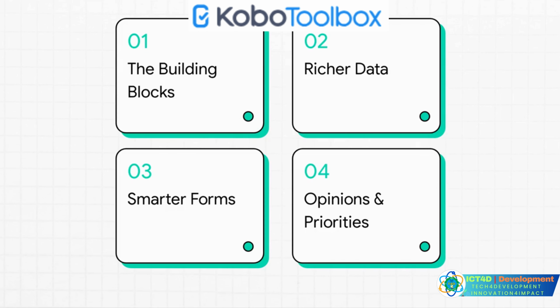So here's the plan. Think of this as our roadmap. We're going to start with the absolute essentials, then we'll move on to capturing richer, more dynamic information. After that, we'll get into the fun stuff, making our forms work smarter for us. And finally, we'll cover how to really measure what people think and what they prioritize. We're basically putting together the ultimate survey toolkit for you, piece by piece.